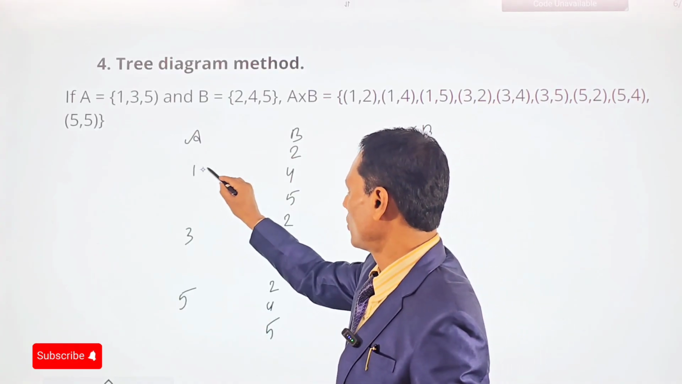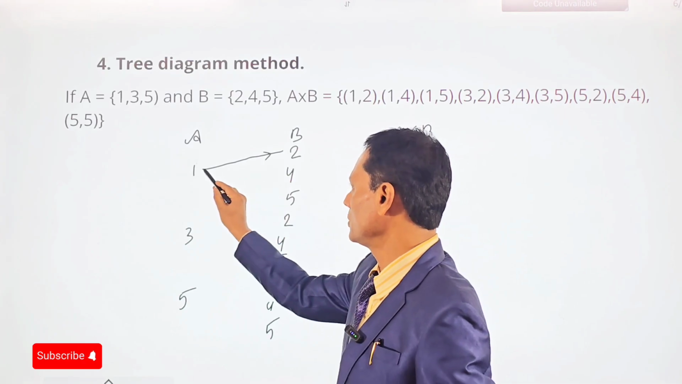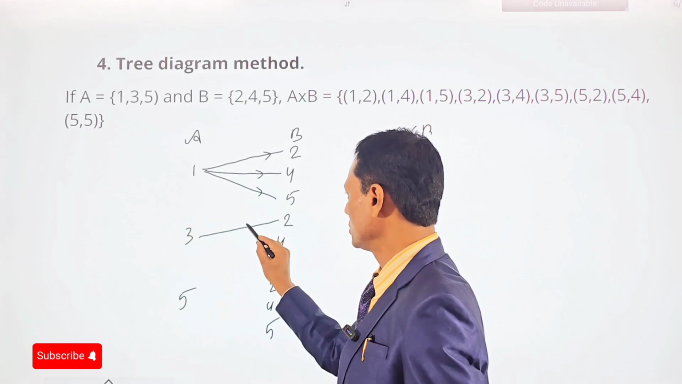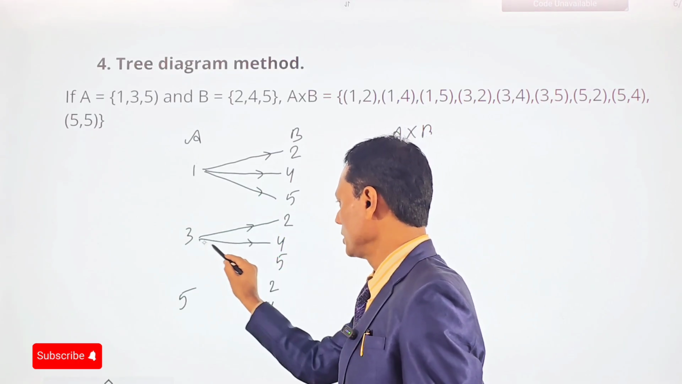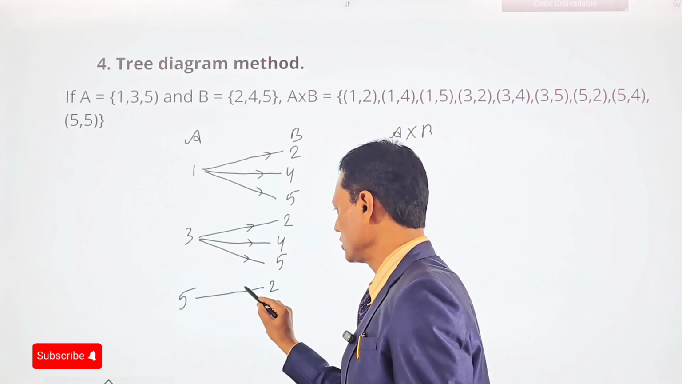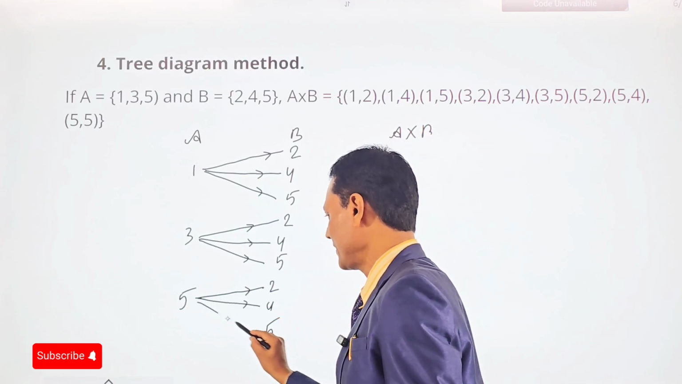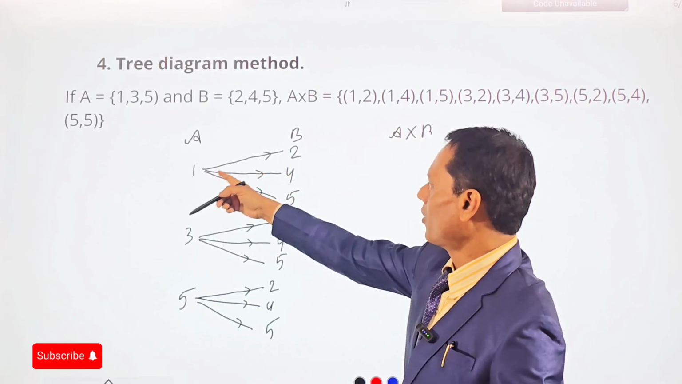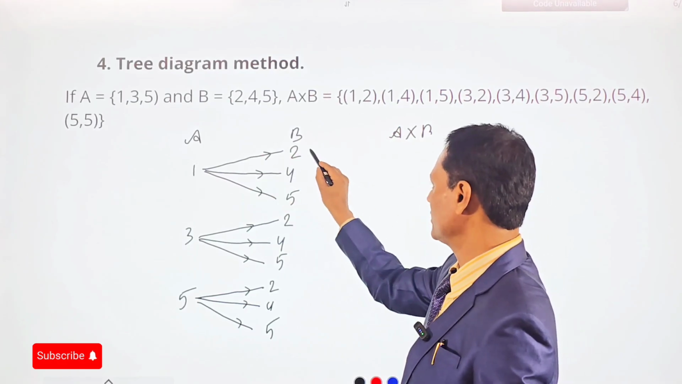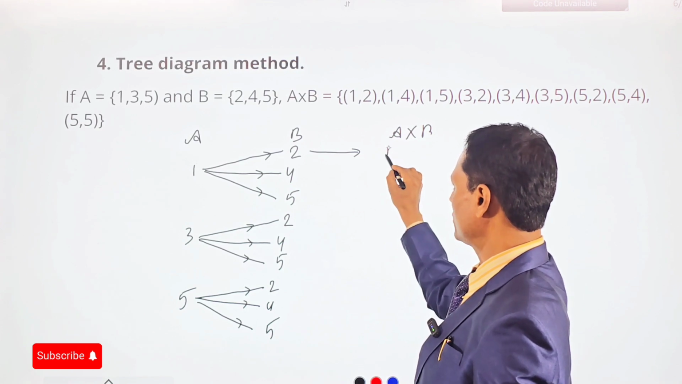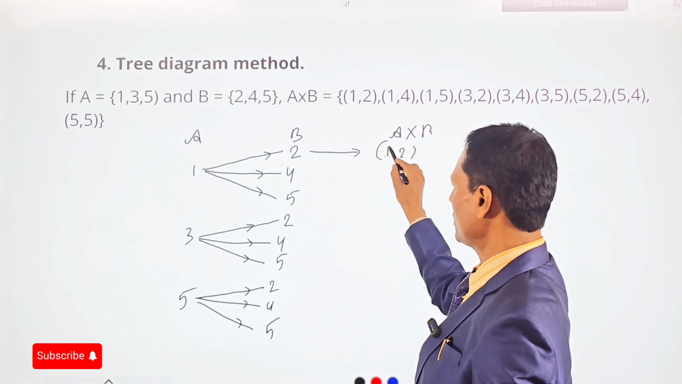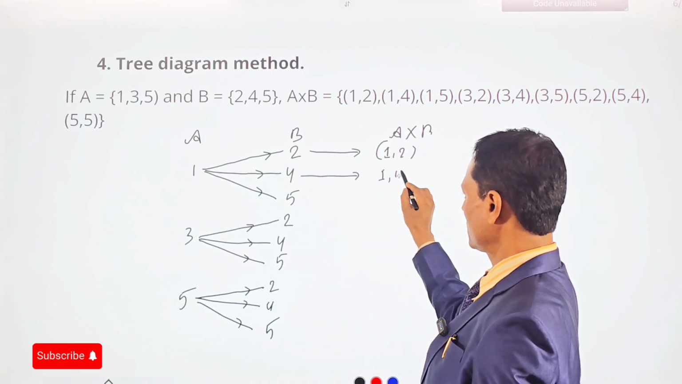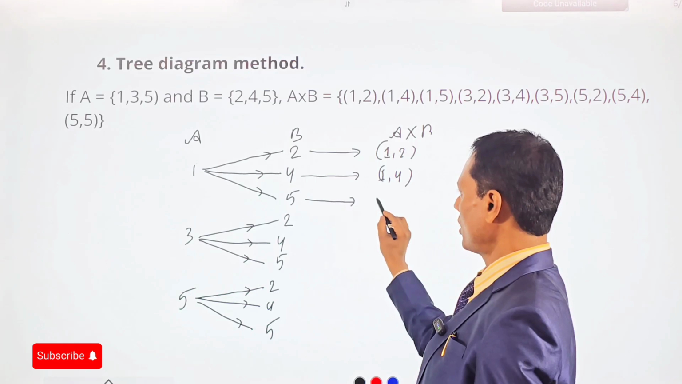Now, here 1 is mapped to 2, then 1 to 4, 1 to 5. Likewise, 3 to 2, 3 to 4, 3 to 5. Likewise, 5 to 2, 5 to 4, and 5 to 5. Similarly, we write here 1, comma 2. Here 1, comma 4. Here 1, comma 5.